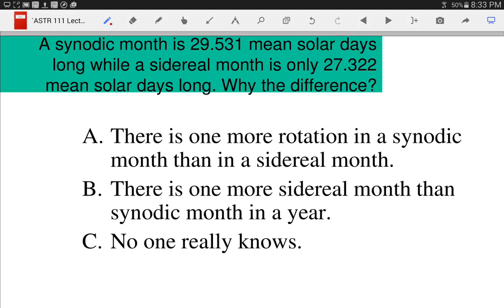So, our clicker question, the second one. A synodic month is 29.531 mean solar days long, while a sidereal month is only 27.322 mean solar days long. Why the difference?